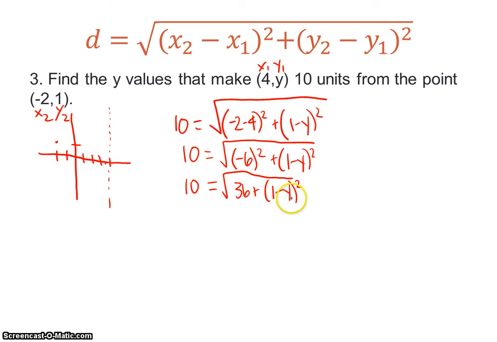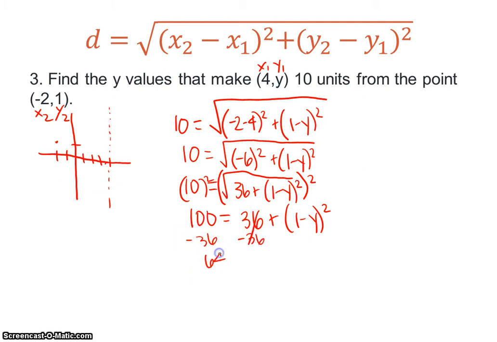So now we have a variable underneath this radical that we want to solve for. Just like our last unit, we're going to simplify by squaring to get rid of that radical. So we have 100 equals 36 plus 1 minus y squared. So let's subtract 36.